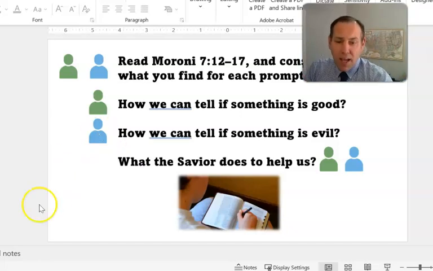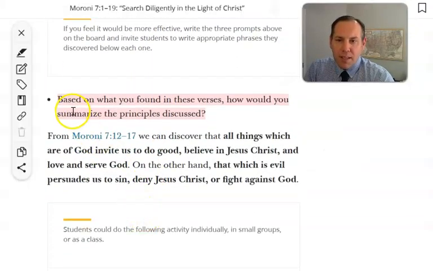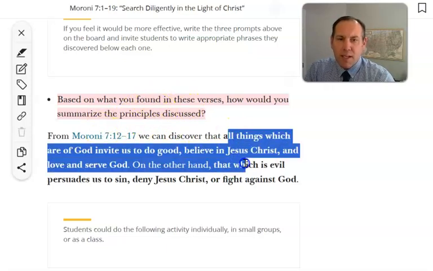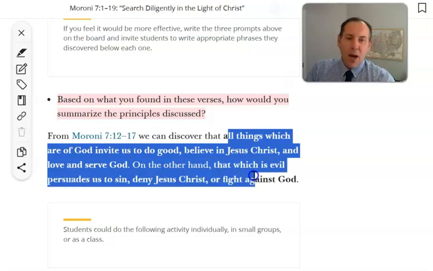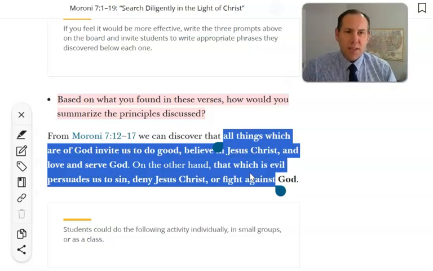Let's mark that. And then we're going to highlight the principle. And we've got the bolded principle here. Based on what you found in these verses, how would you summarize this principle? Something to the effect of all things which are of God invite us to do good, believe in Jesus Christ, and love and serve God. And the opposite is true as well. And so we can then maybe, let's write that in our journal, or let's put that on the board. Let's highlight that principle.